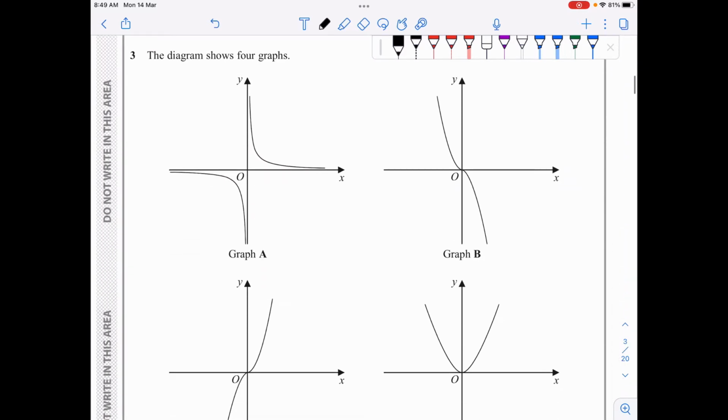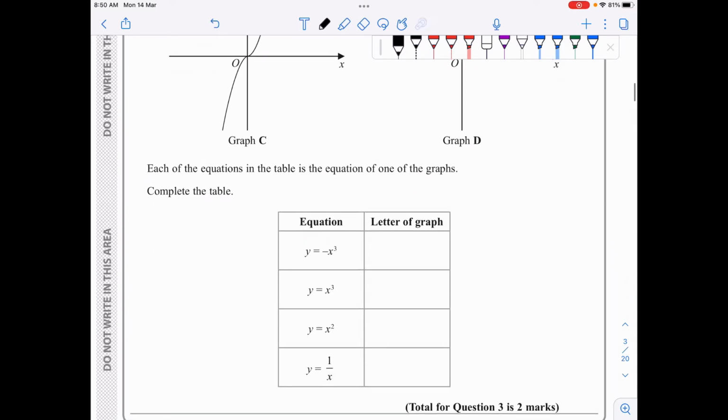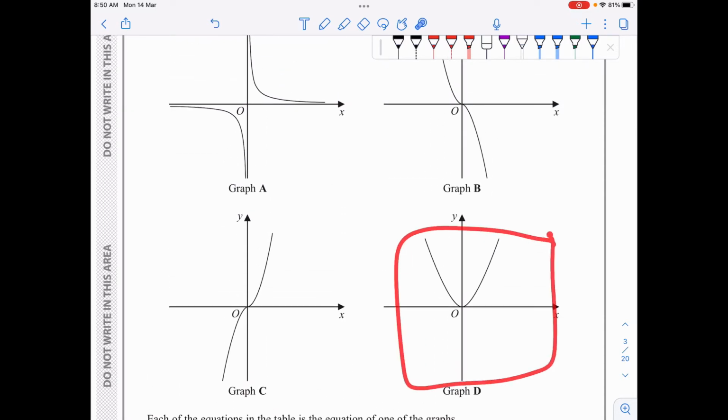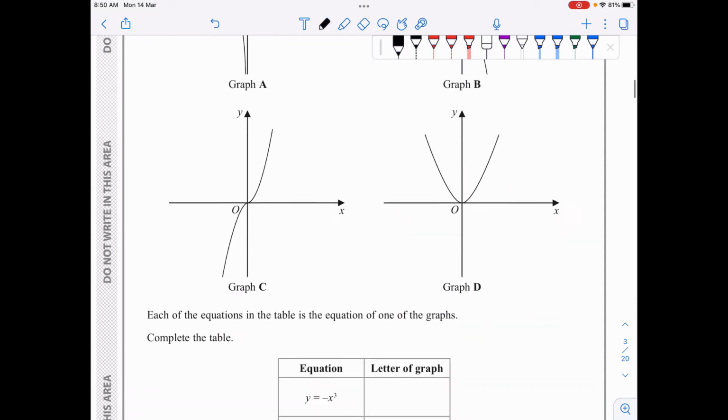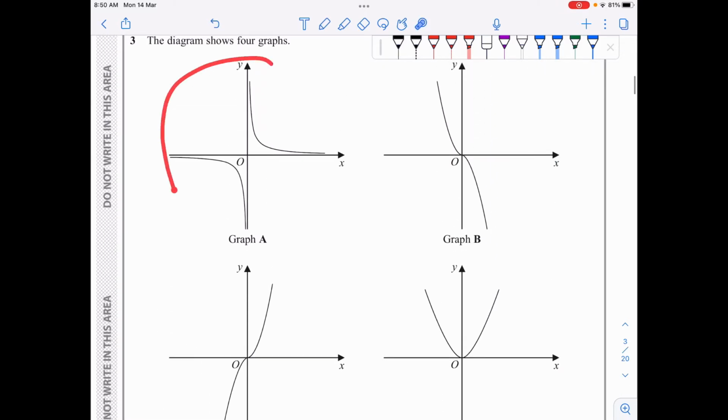In 3, we're being given 4 diagrams, and we need to determine the corresponding equations given the table here. So the first thing that I notice is that I've got one parabola, and the only parabola here is graph D. So that should certainly be graph D, the y is x squared. I've got one reciprocal graph, 1 over x. So it's this one here, the first one, graph A.